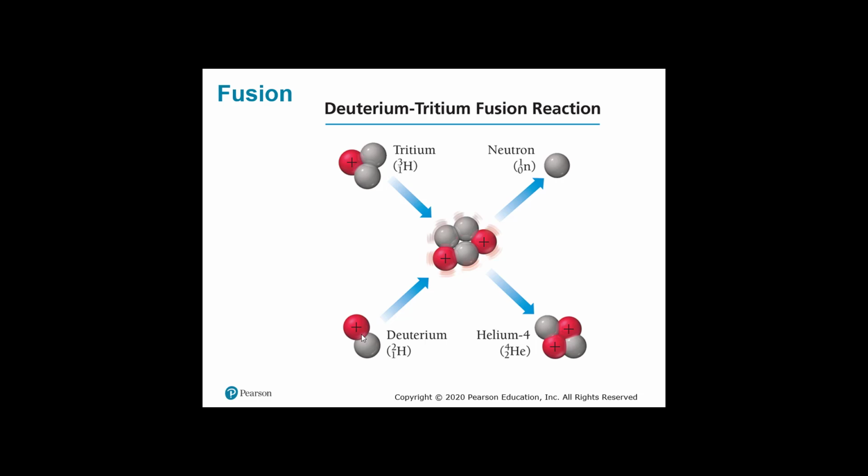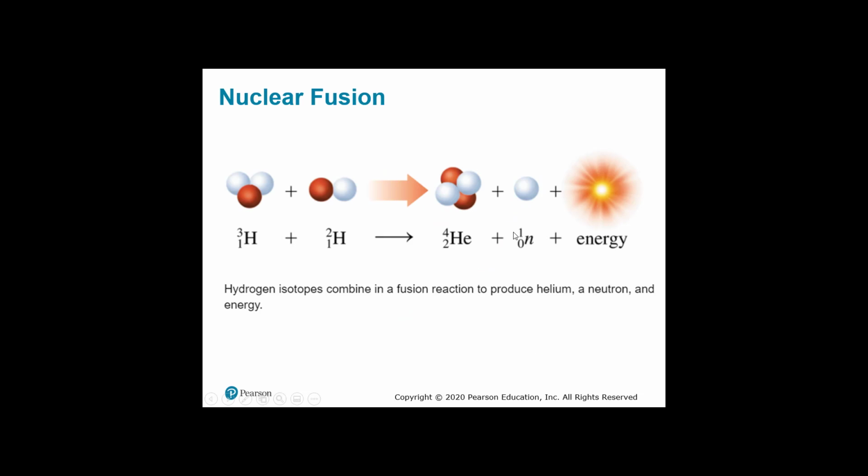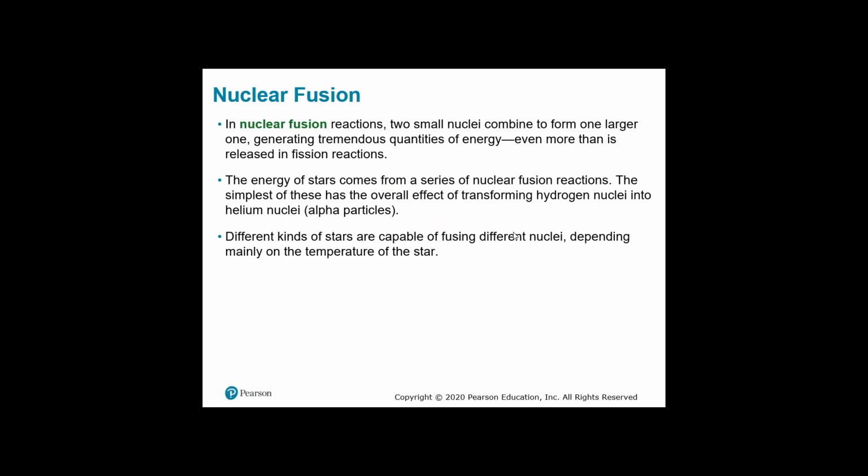So here are the isotopes of hydrogen. We have tritium and deuterium. Deuterium is also known as heavy water. And you can see what goes in and then what's being produced on the outside. So this is just basically showing this. In nuclear fusion reactions, we get two small nuclei and we form one larger one. And in doing this, we generate a tremendous amount of energy, even more than what we've discussed in fission reactions.